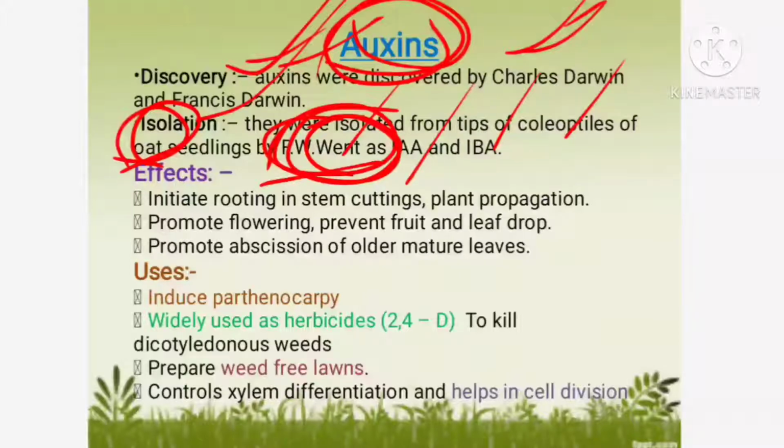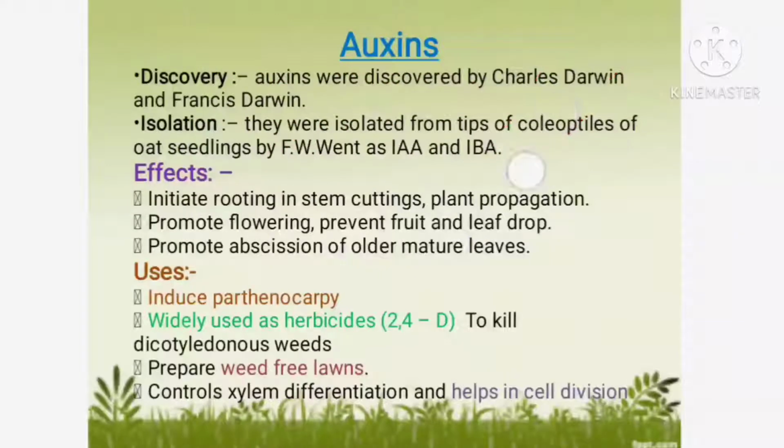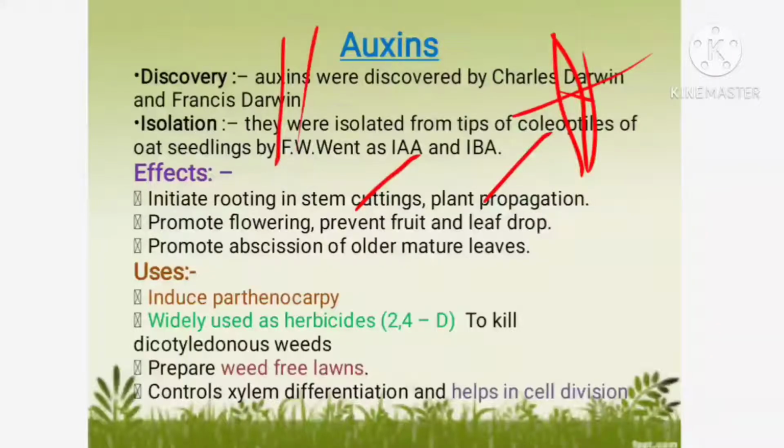Now what are the effects? Effects means what this auxin is doing in plants. What are its functions, what are its uses, what is the significance or the importance? Now when you are looking into the effects, they initiate rooting in stem cuttings and help in plant propagation. Propagation means growth. Initiating rooting in stem cuttings means, for example, this is a rose plant. Imagine if I am cutting a rose plant and putting it in soil containing auxin, where I have put some auxin into the water.